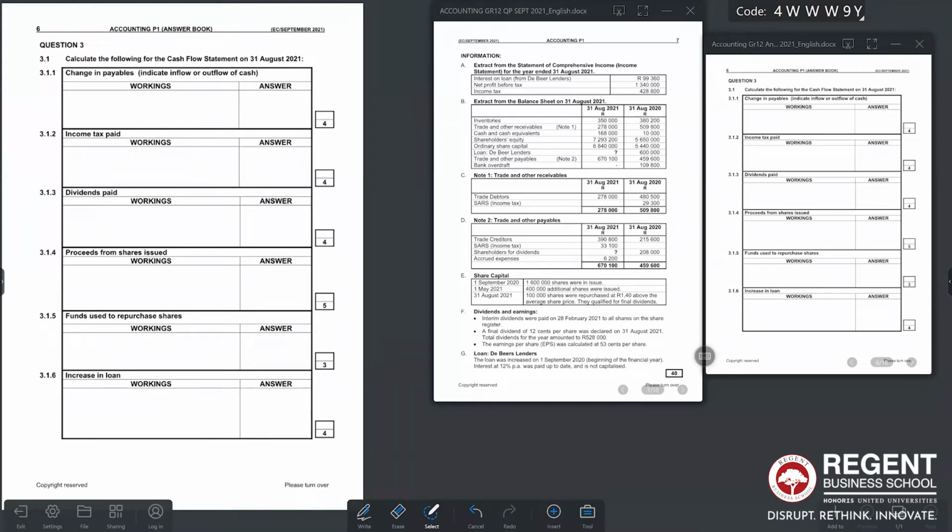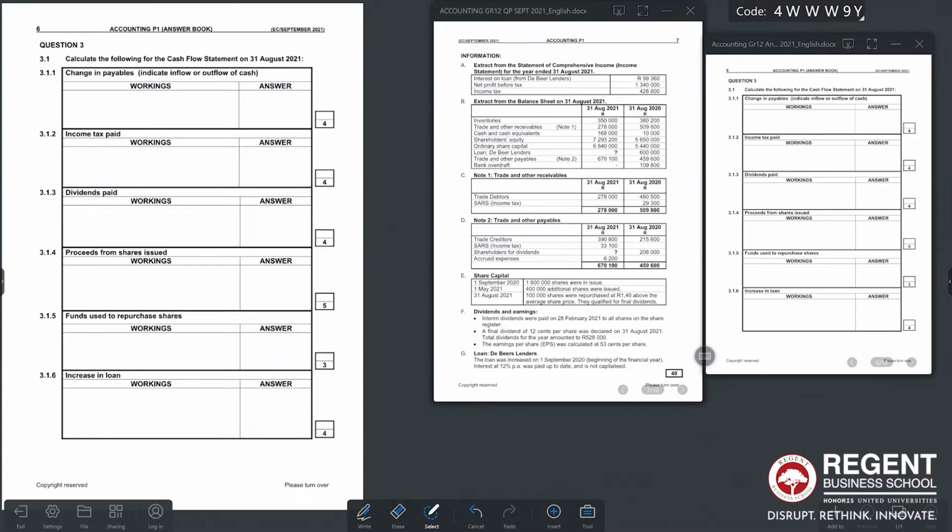You must know the format of the cash flow statement, but more recently, they have been just asking certain aspects of it. So you must be able to pull things out. You must remember that the cash flow statement has just three parts: the operating activities, the investing activities, and the financing activities.